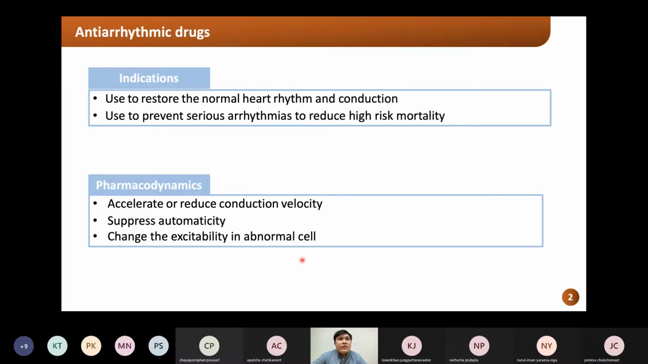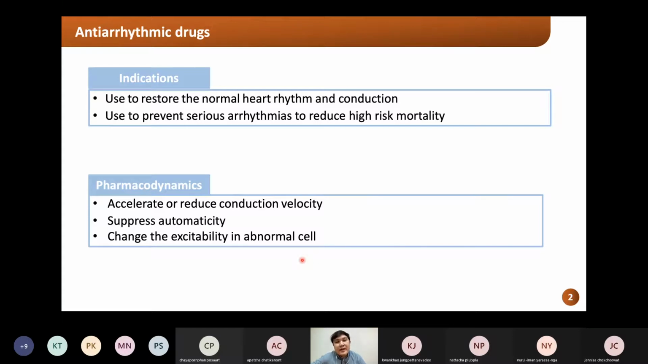And I'm going to go for the first one, the anti-arrhythmic drugs. The indication of anti-arrhythmic drugs is for restoring the heart rhythm from an irregular rhythm, and also the electrical conduction as well, and is also used for preventing serious arrhythmias to reduce high-risk mortality, like SVT.